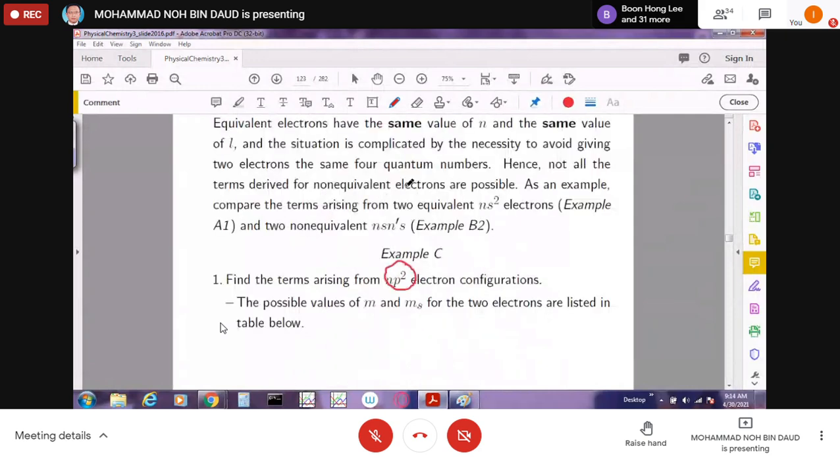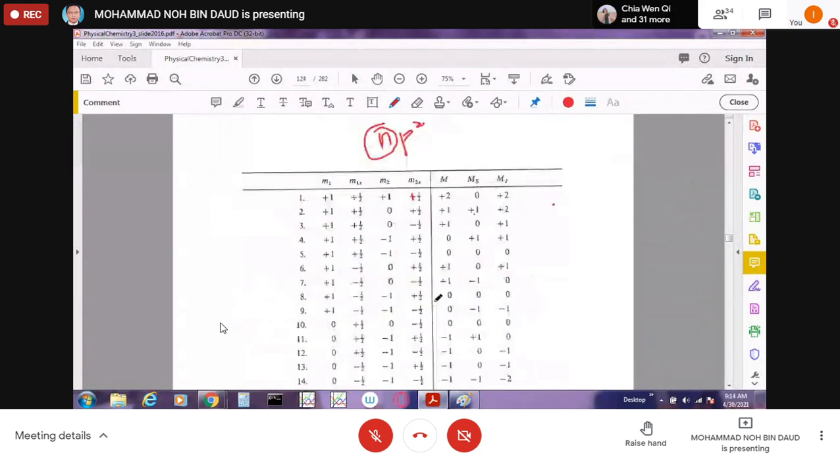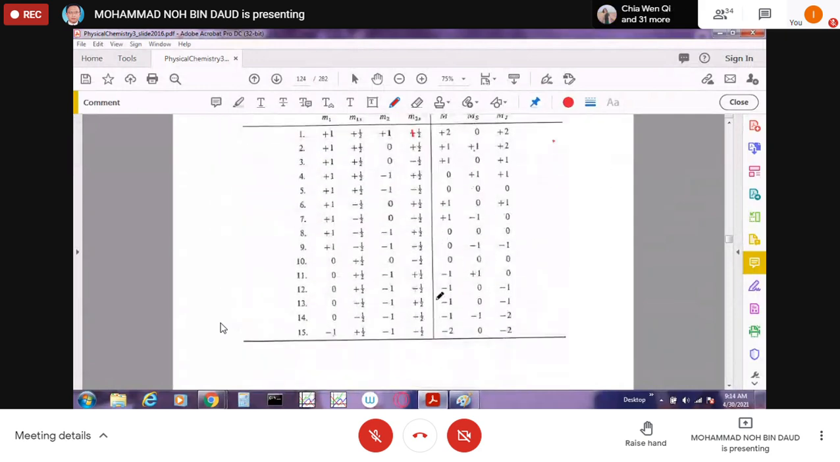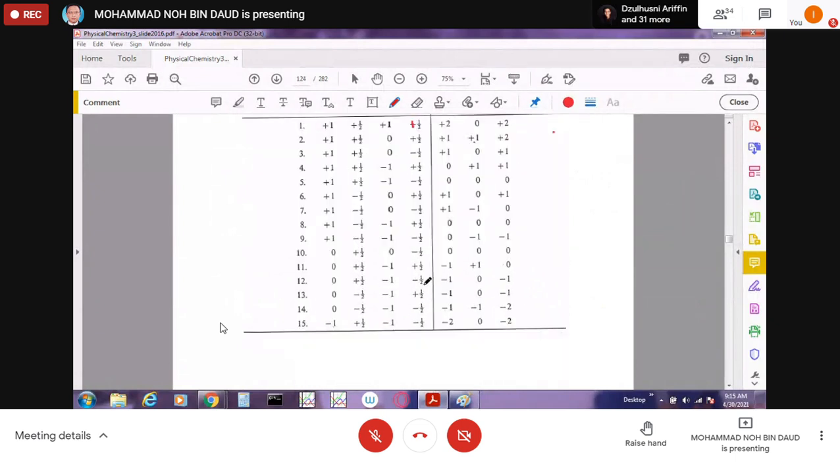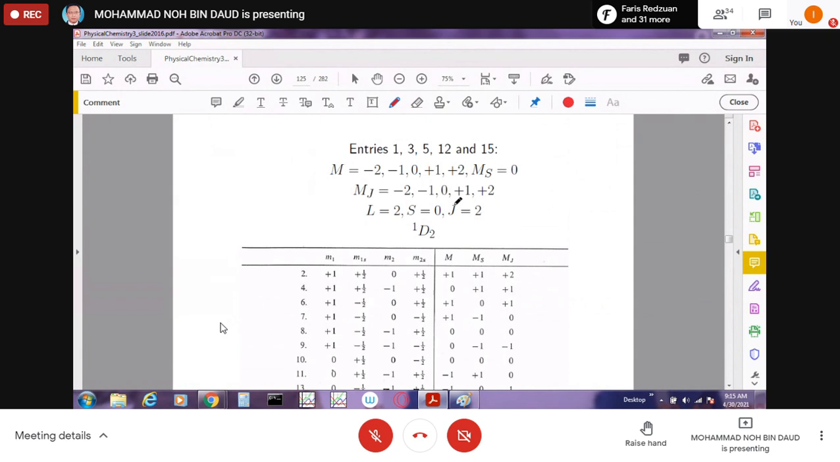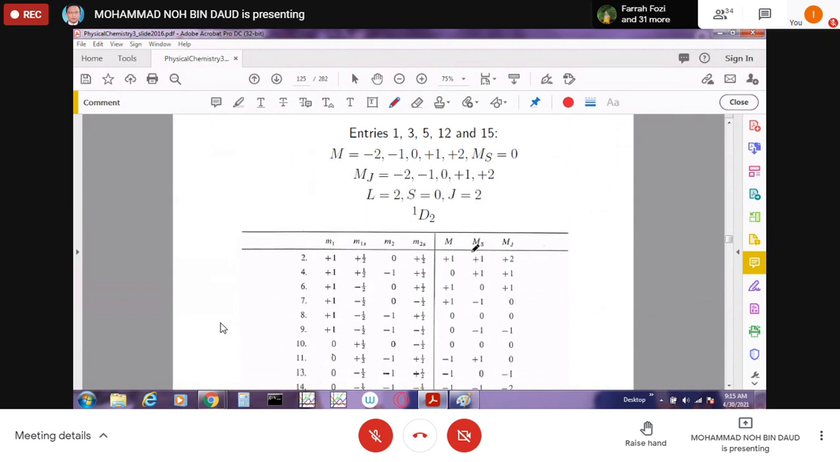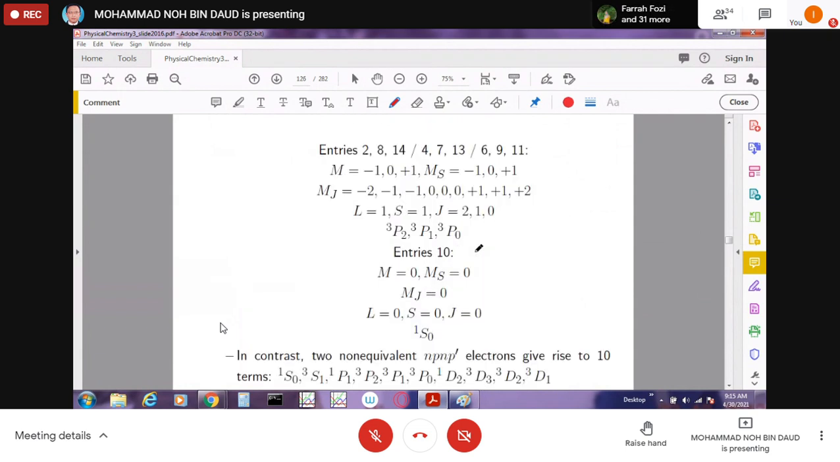So for the NP2 here, you also can get the term symbol from this table by eliminating row by row, to get these term symbols. You can try out this one. We can compare this with non-equivalent electrons here. Okay, this is a typo here. This should be n prime.